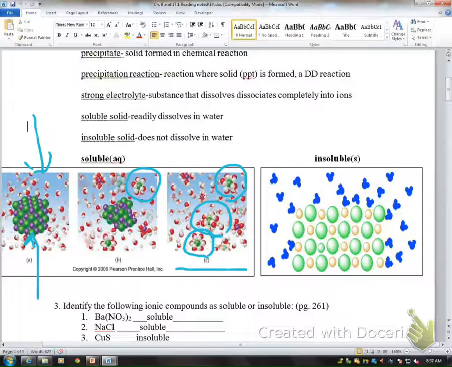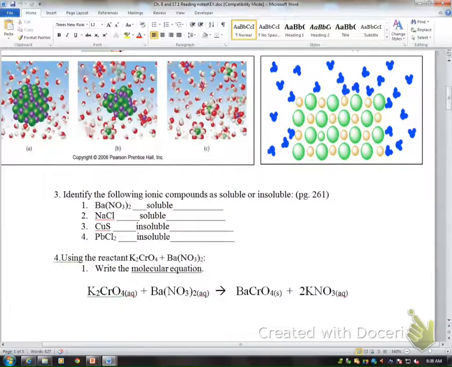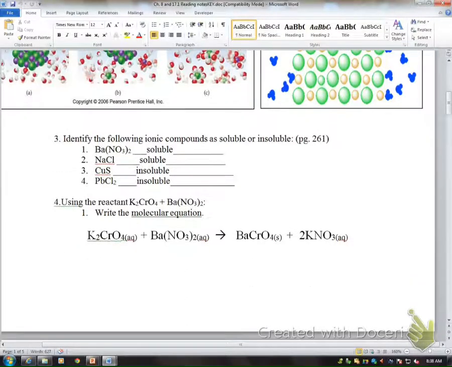The second viewing then shows you what something that is insoluble looks like. Again, all these little Mickey Mouse looking guys, those are all representing water molecules. So this molecule is something that is not dissolving in water. Our book does have a table on page 261 that you may use. There's also a table in class that we'll be using that is much easier understood.